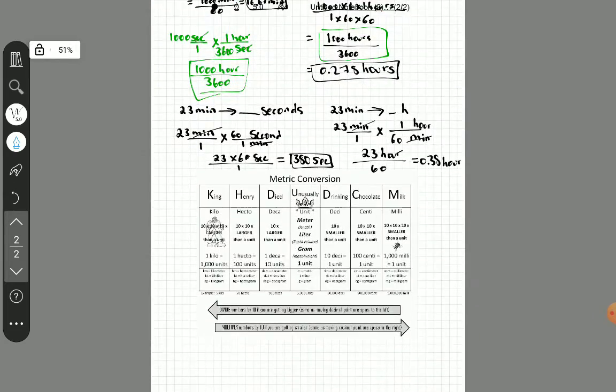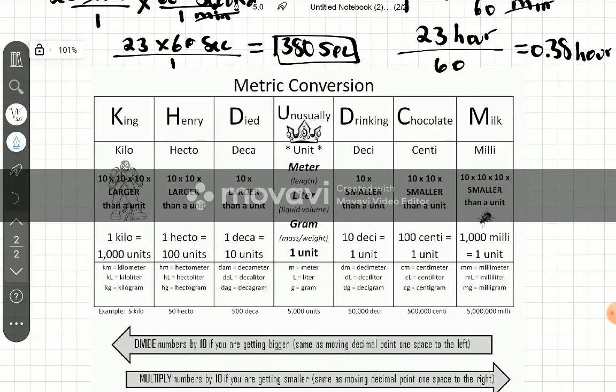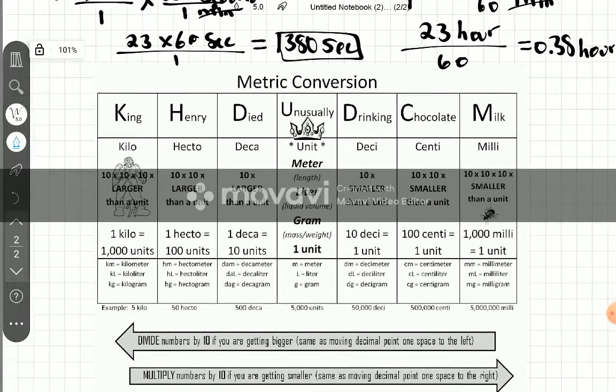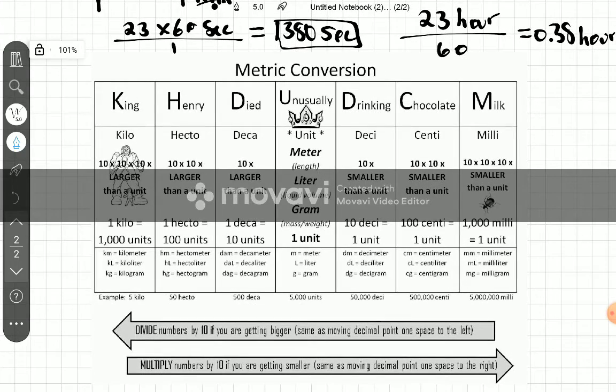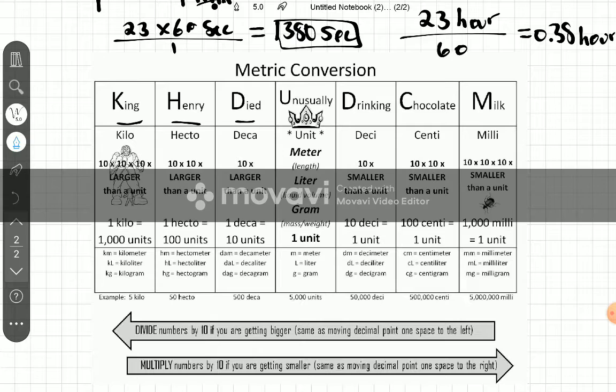So now we will go on to the metric unit conversion. So the way I like to remember is using this abbreviation. So King Henry died unusually drinking chocolate milk. So kilo, hecto, deca, and then the unit, so meters, and then deci, centi, milli.